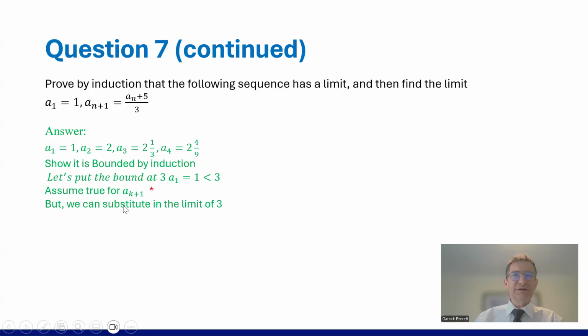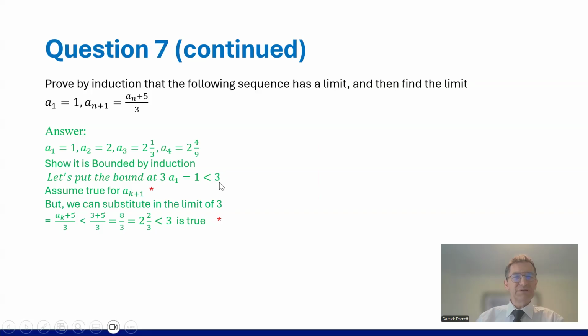But here there's a little thing you can do to speed it up. You can go through the steps and do those if you want. But here we can just substitute in the limit. We think the limit's 3. So let's just do that. Instead of going through the steps, we're just going to put in what we think the limit is. So if we put in 3, 3 plus 5 over 3 is 8 over 3, which is 2 2/3, and that is less than 3, and that's true. So if we're thinking the maximum limit is 3, and we put the limit in, and that is less than the limit, well, we've done it, haven't we? We've shown it's bounded.